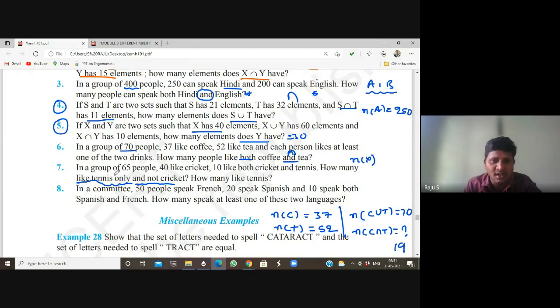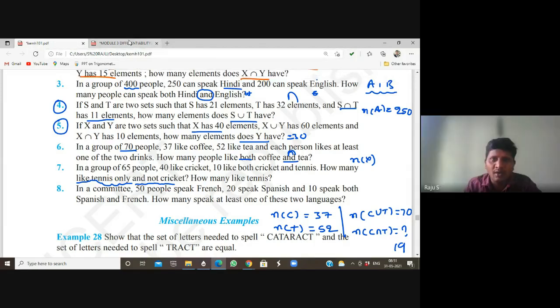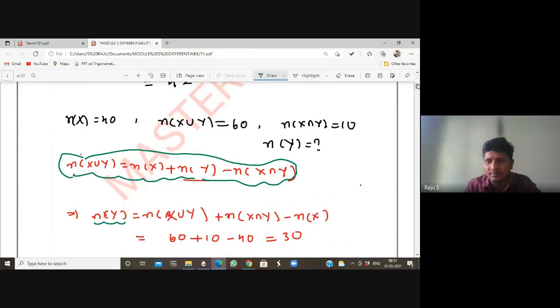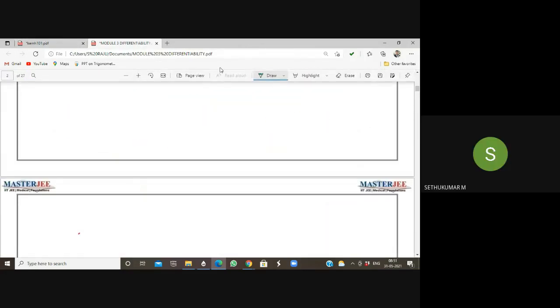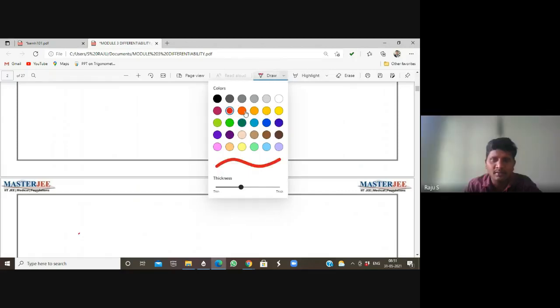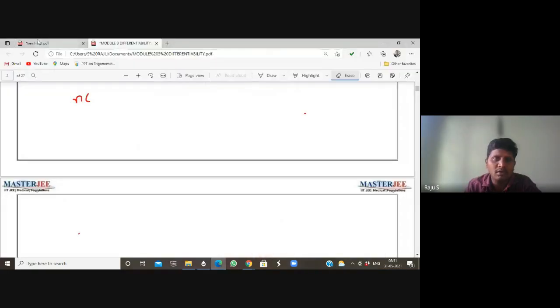What is the question here actually? Sir, for example, tennis and cricket, we have to add 65 and 10 and subtract 40 from that. Okay, first, what is the given data? Sir, X union Y is 65. Okay, one second. Instead of X and Y, it is better to take C and T. Sir, C intersection T is 10.